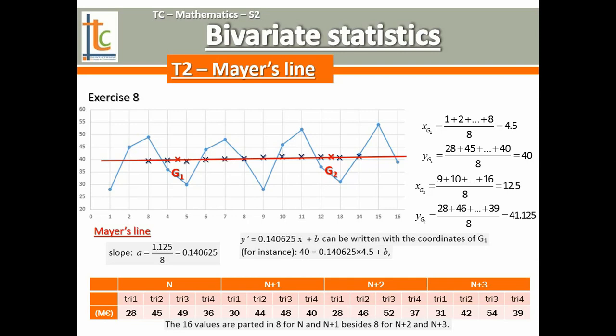So that leads to this writing: 40 equals 0.14 times 4.5 plus b. So b equals the difference, that is to say 39.367. Now we know the expression of our Myers line: y equals 0.14x plus 39.367. We can guess that there is a little increasing of the trend, so of the average trimestrial turnover through time, thanks to this Myers line. That's what the moving mean showed us.